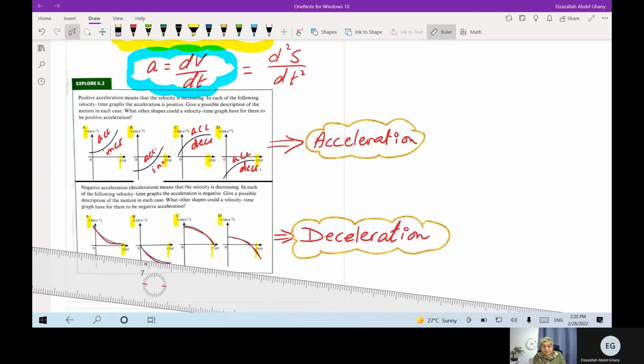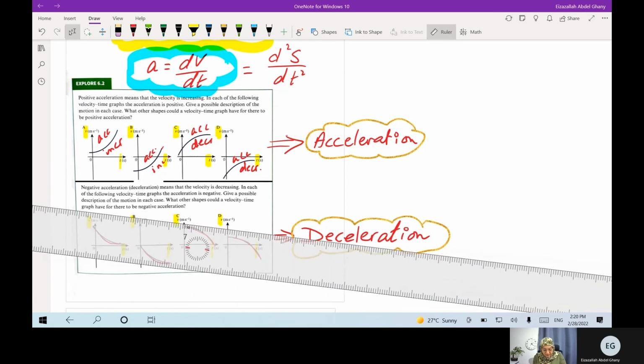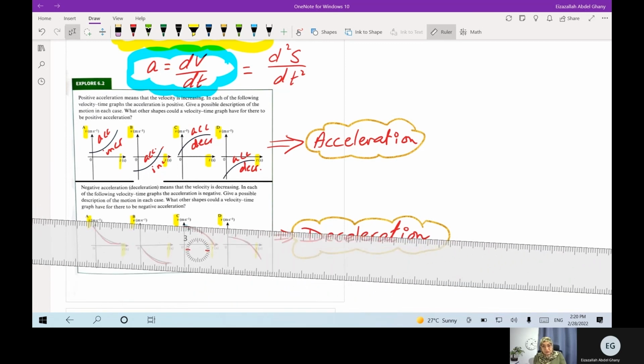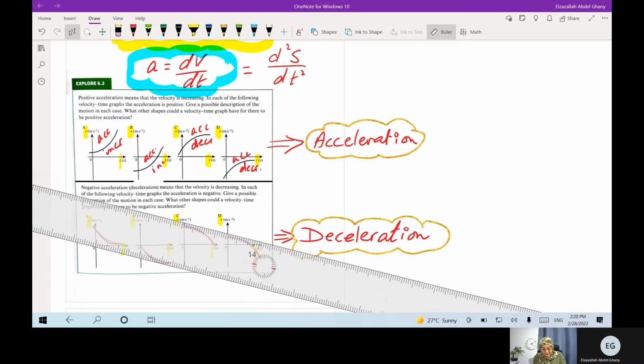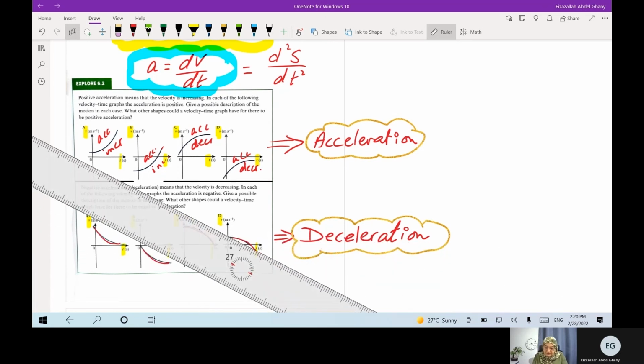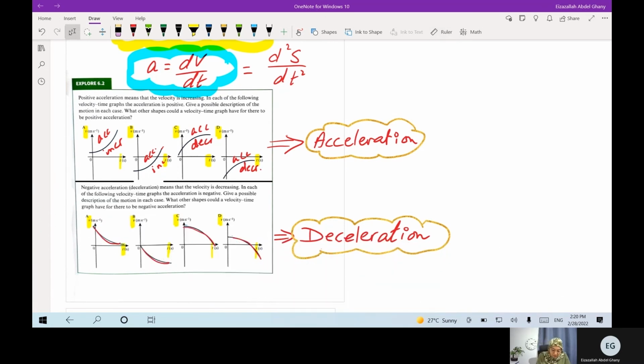Deceleration decreases. But in this case, when you start, the gradient is almost zero, and then it's getting steeper and steeper in the third and fourth. So in the third and fourth, yes, it is deceleration, but deceleration increases. And in the first and second, yes, it is deceleration because velocity decreases with respect to time, but deceleration here decreases because the steepness decreases.